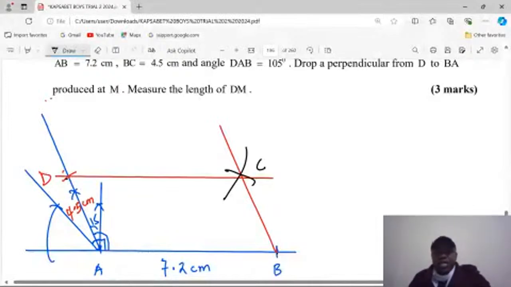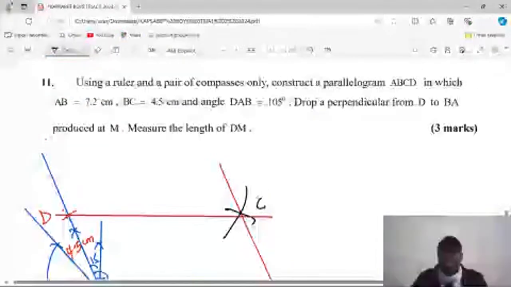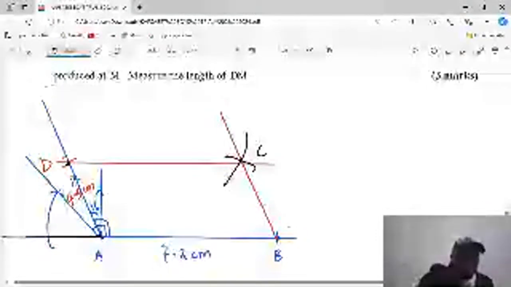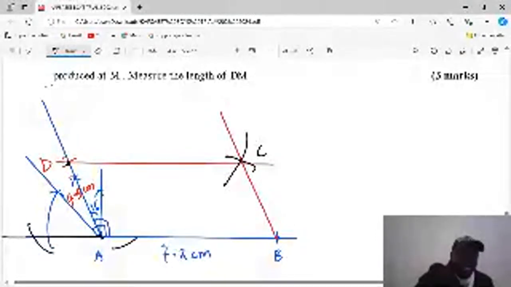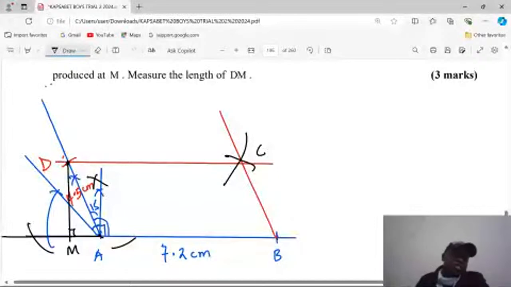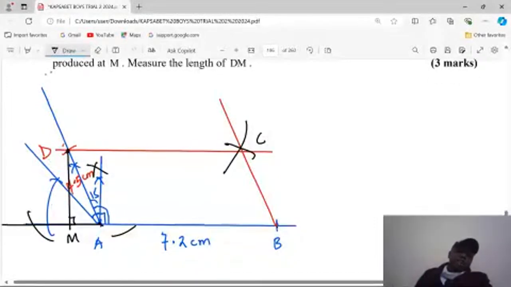Now we can proceed. Drop a perpendicular from D to BA, produced at M. So now we are going to prolong BA such that a perpendicular can be dropped from this point. We just make arcs there, and we use those arcs to get other arcs, so that now we can get us a perpendicular at M. Then we just measure.